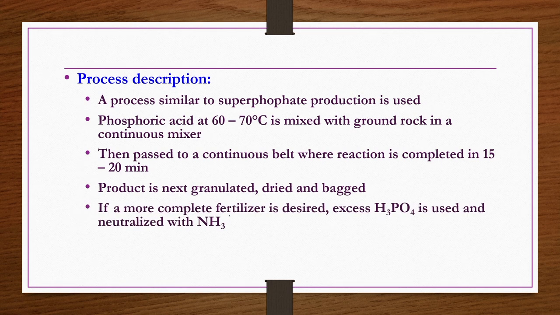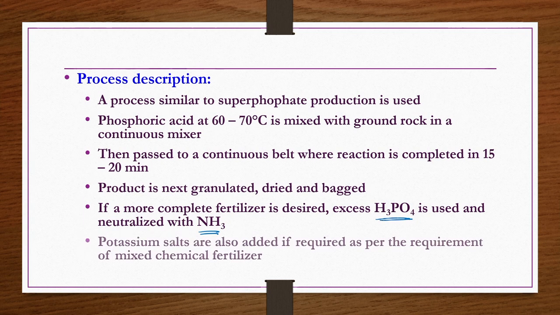If a more complete fertilizer is desired, excess phosphoric acid is used and neutralized with ammonia, as has been done in the case of superphosphate. The same thing can be done here in the case of triple superphosphate as well. Potassium salts can also be added as per the requirement of mixed chemical fertilizers. And these two are options in production of both superphosphates as well as triple superphosphates.